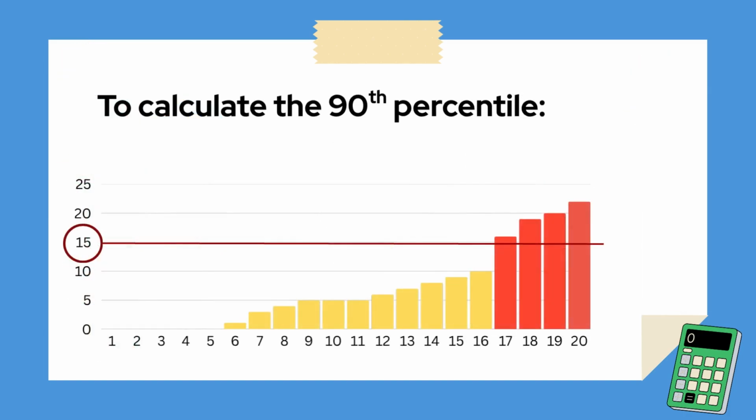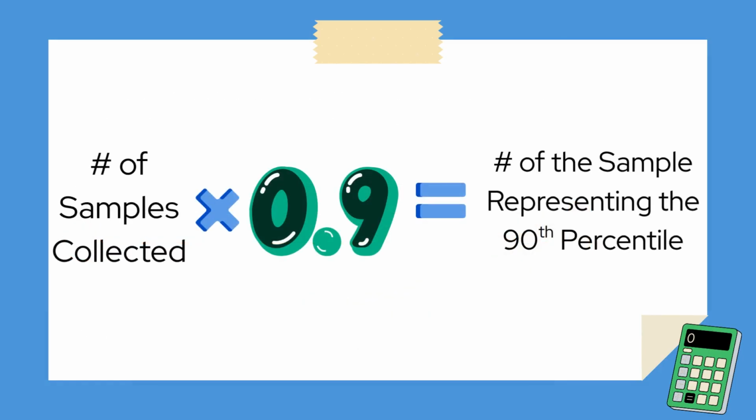In most cases, to calculate the 90th percentile, the system will organize the sample results from lowest to highest detection of lead and number the results accordingly, with the lowest lead sample value as 1. The system will then multiply the number of samples collected by 0.9, which will then give them the number of the sample that represents the 90th percentile.